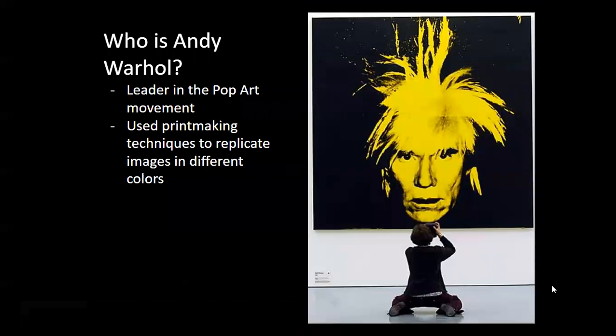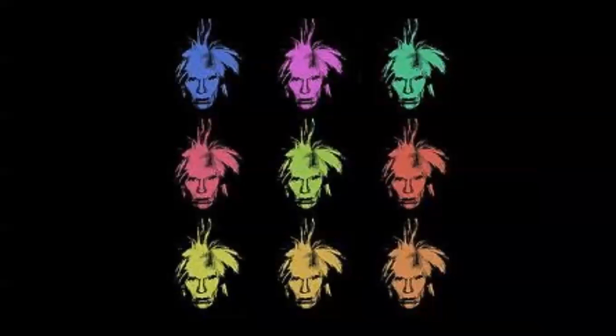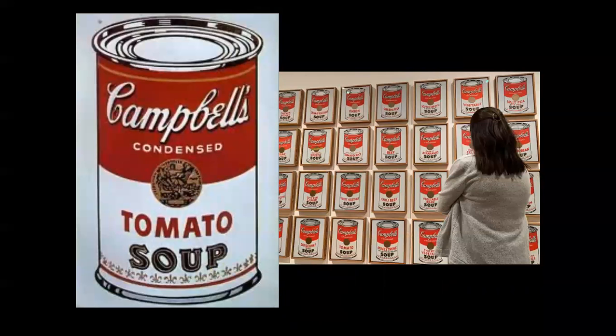Who is Andy Warhol? Andy Warhol was the leader in the pop art movement. He often used printmaking techniques for his artwork. This means he could take one image and replicate it in different colors multiple times. By making prints, Warhol could work as quickly as machines in factories. He made brightly colored images of products and celebrities. For example, this is his Campbell's soup image that he would make many prints of.